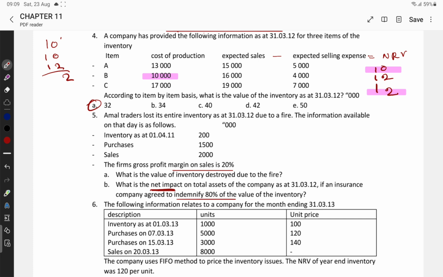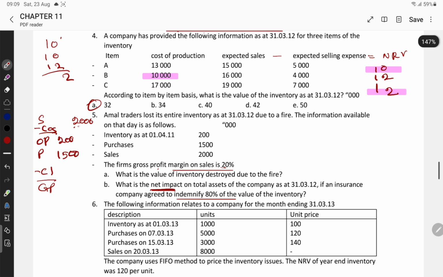Okay, so Amal Traders has lost its entire inventory as at 31st of March due to a fire. So let's draw sales minus cost of sales, where we get the opening stock plus purchase minus closing stock, and we get the gross profit. Our sales is 2000, opening stock is 200, purchase is 1500. Gross profit margin is 20% on sales. So if our sales is 2000, 20% of this is going to be our gross profit margin.